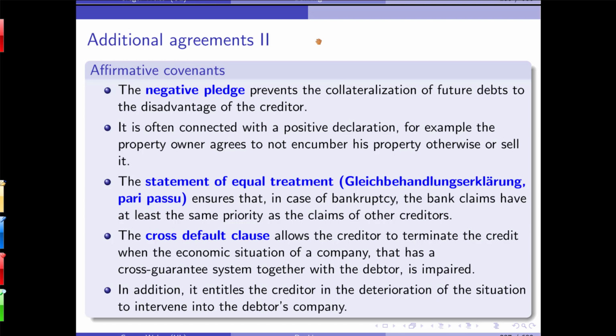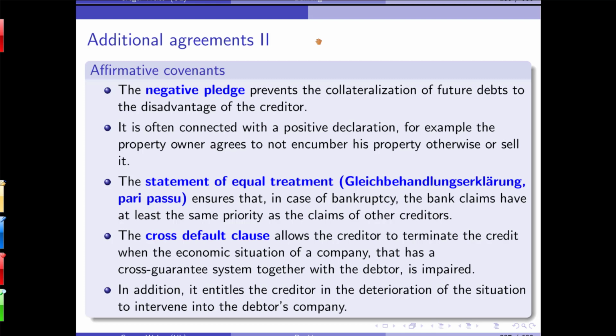Some affirmative covenants. Negative pledge prevents the collateralization of future debts to the disadvantage of the creditor. Or it's a positive declaration, for example, the property owner agrees to not encumber his property otherwise or sell it off. That would also be very disturbing for me as a bank if suddenly the company gets a loan and then tries to sell off all its assets. Gleichbehandlungserklärung, pari passu, the statement of equal treatment, ensures that in case of bankruptcy, the bank's claims have at least the same priority as the claims of other creditors. That you are, as a bank, not worse off than other creditors.